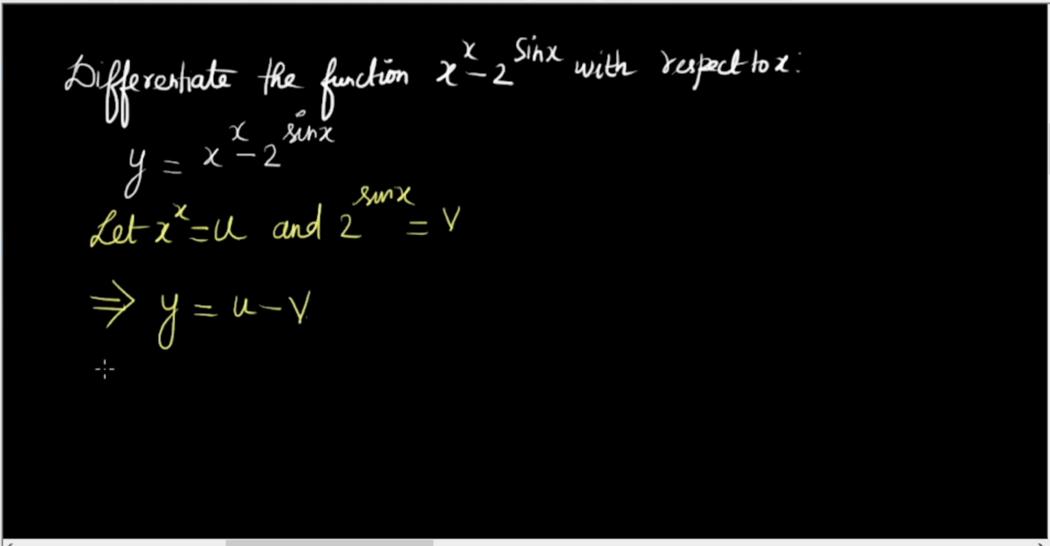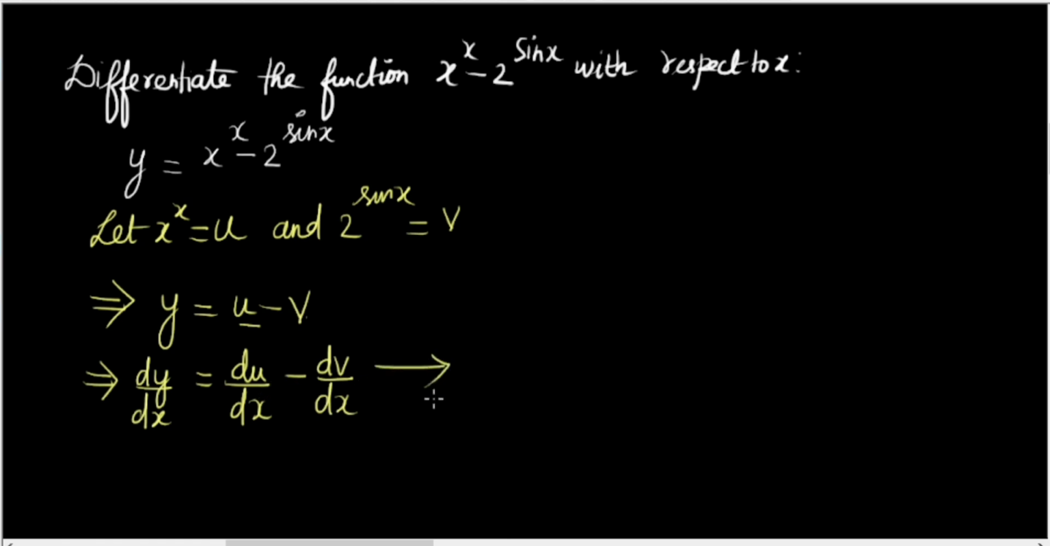So by differentiating this, we will get dy over dx, which is equal to du over dx minus dv over dx. We are differentiating v with respect to x, that's why we got dv over dx, and here we are differentiating u with respect to x, that's why we got du over dx. We'll label this equation as star for the time being.